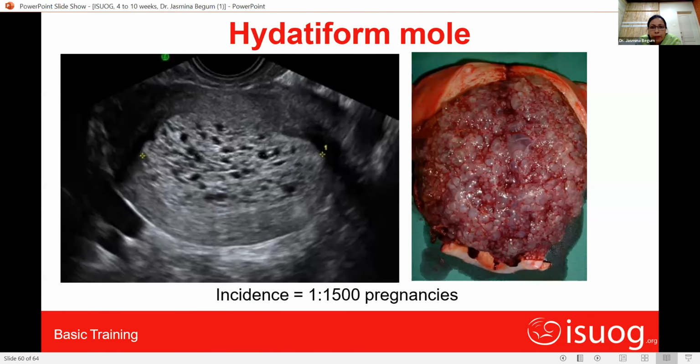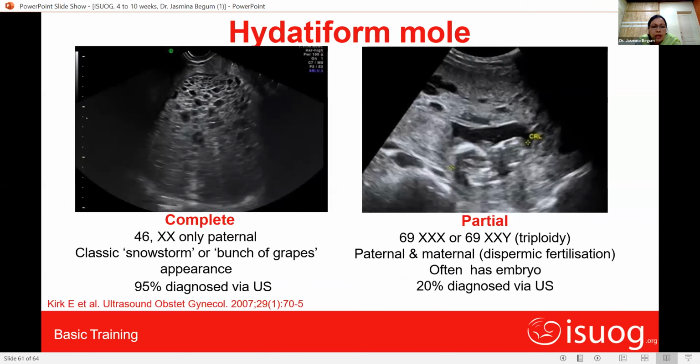The other abnormal pregnancy that we see in early pregnancy is molar pregnancy. The incidence is 1 in 1500 pregnancies, and there are 2 types of mole: complete mole and partial mole. Complete mole is always of paternal origin, having a genotype of 46XX, whereas partial mole is of paternal and maternal origin, having a triploid genotype.